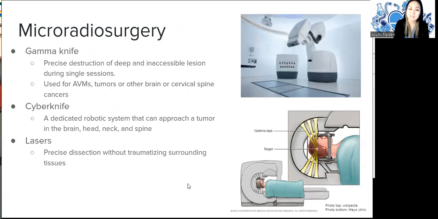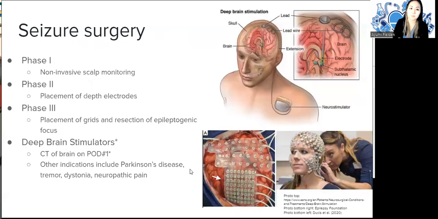A CyberKnife is a delicate robotic system that can approach a tumor in the brain, head, neck, and spine. Lasers can precisely dissect without traumatizing surrounding tissues. So it's a much less invasive way to approach tumor and cancer.